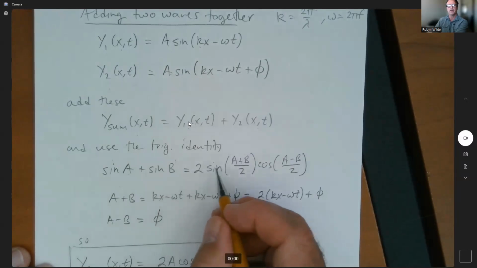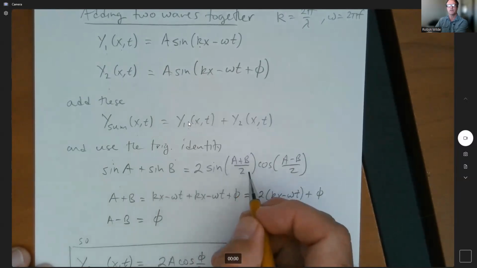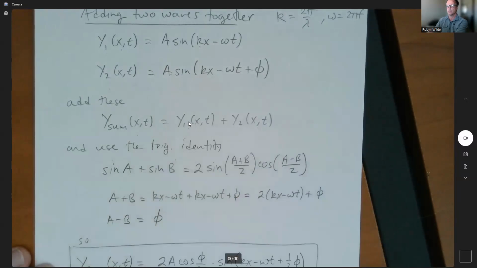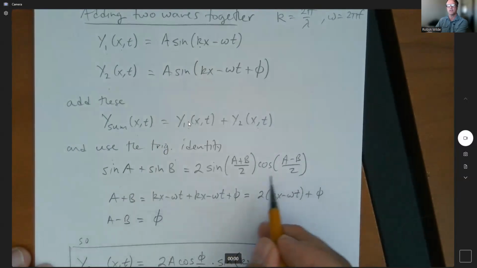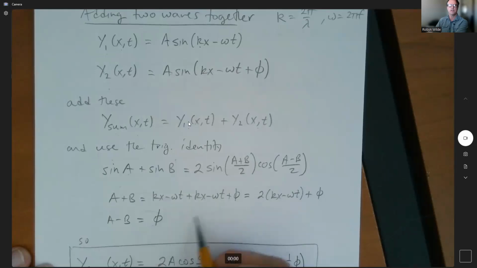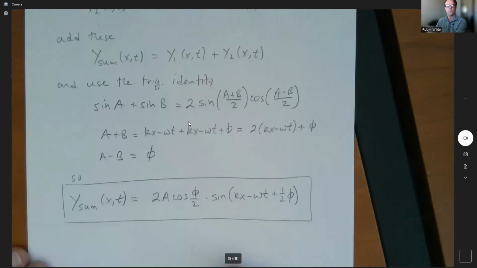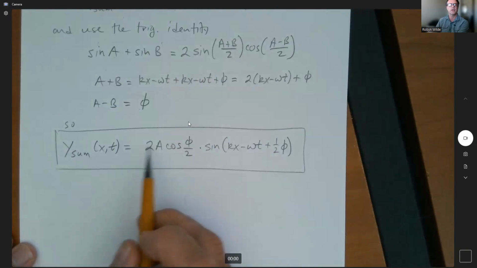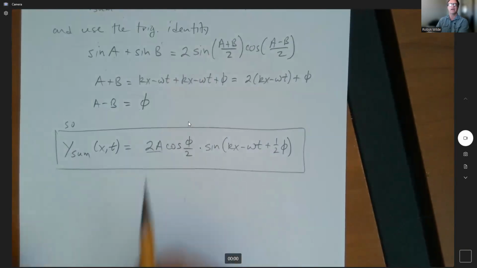So using this trig identity, I get 2 times the sine of (A plus B) over 2 times the cosine of (A minus B) over 2 when I add those together. So just using those arguments, I can see that A plus B gives me 2 times kx minus omega t plus phi, and A minus B just gives me phi. So now when I put that together, I get this final expression here. So I have a maximum amplitude of 2A. It's twice the amplitude of either individual wave.